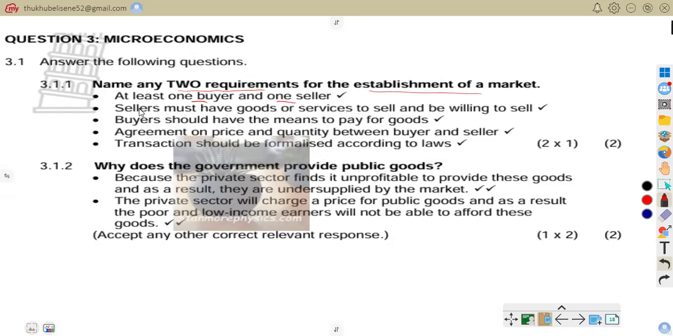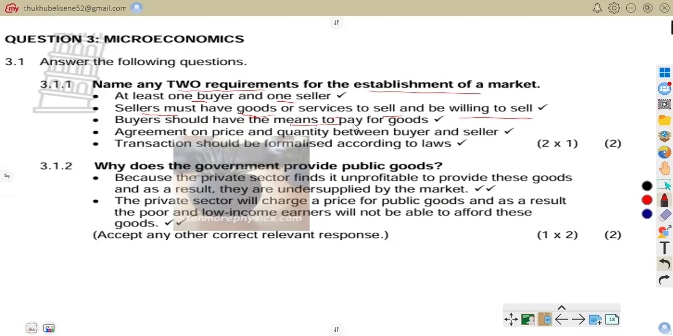Also, it says sellers must have a good or service to sell and be willing to sell. That is one of the requirements of the establishment of a market. You cannot say you're a seller whereas you don't have a good to sell. And if you have goods, make sure that you are willing to sell those goods. That is the requirement for establishment of the market.